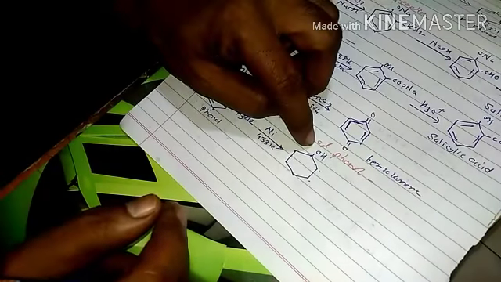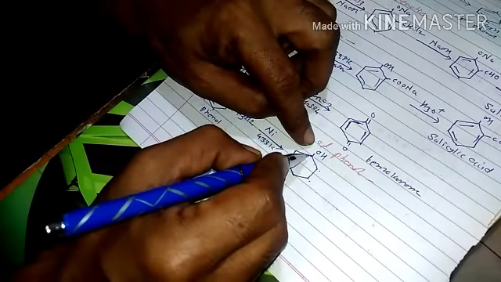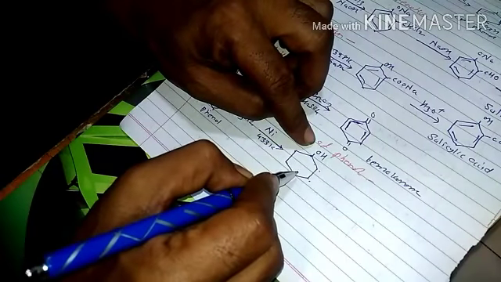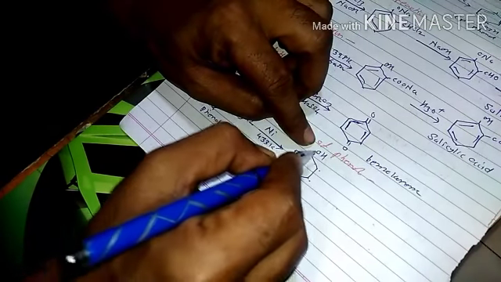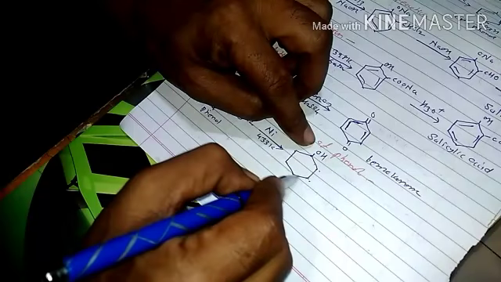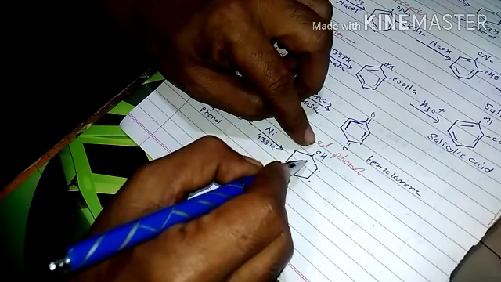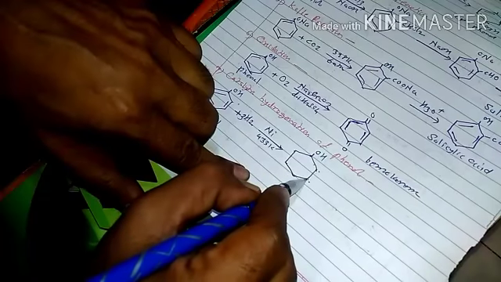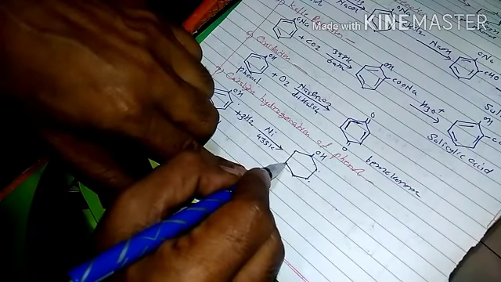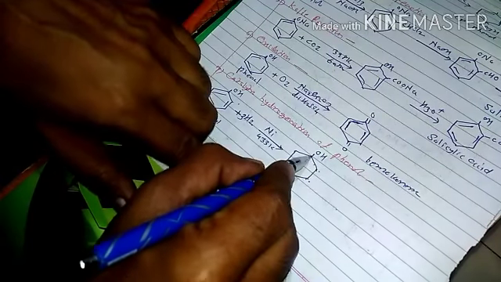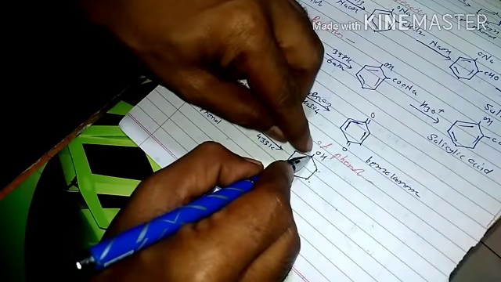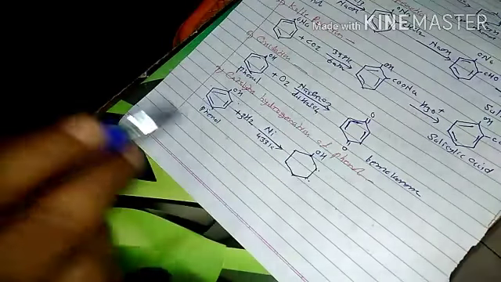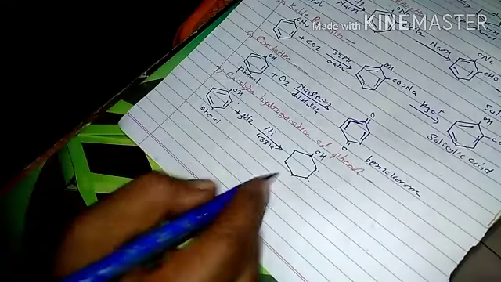And it is cyclohexanol, means what? One H is replaced by OH. So the formula of this compound is C6H11 and OH. See here, 2, 4, 6, 8, 10, and here C. Now here there is one H now. Means what? C6H11 and OH. So this is the formula of cyclohexanol.